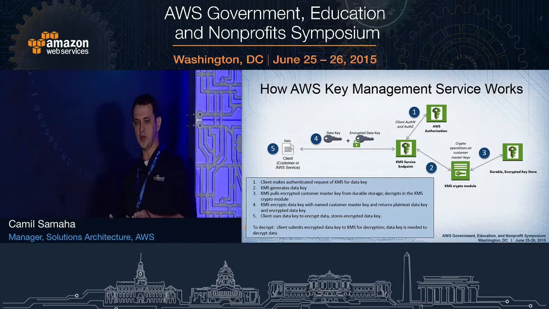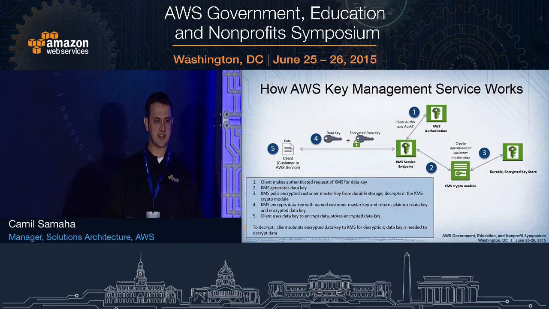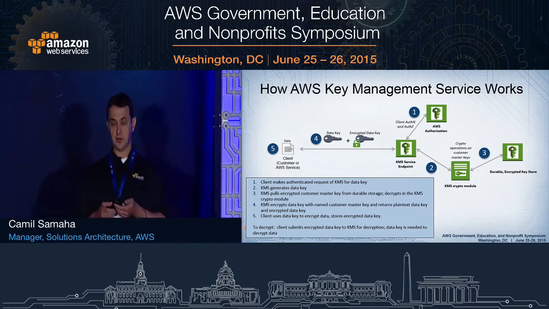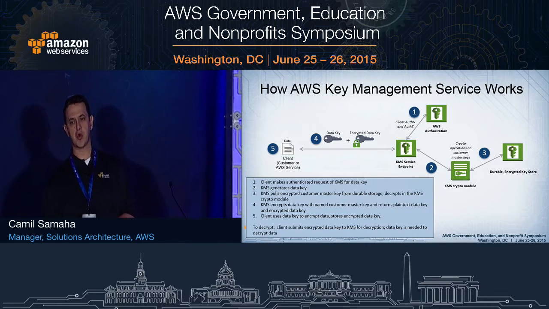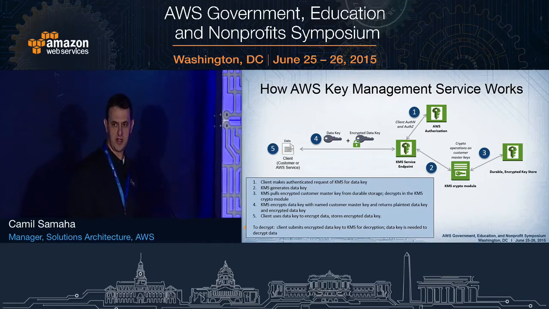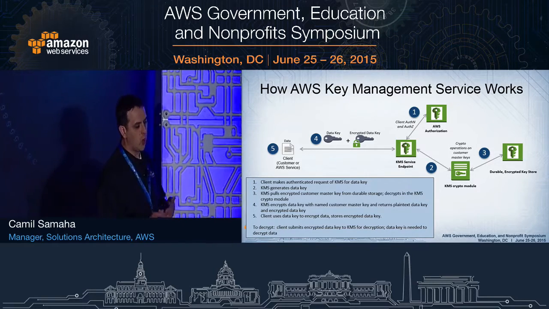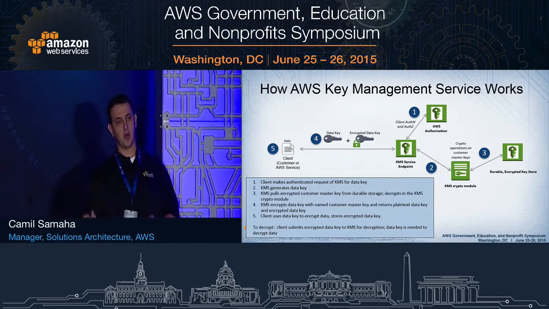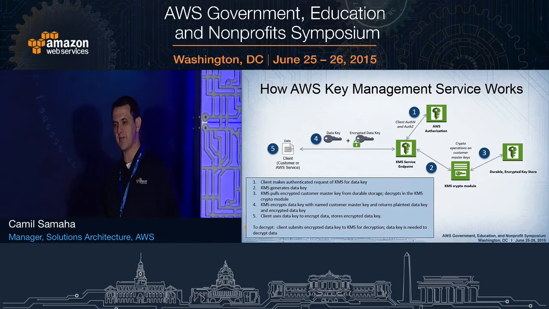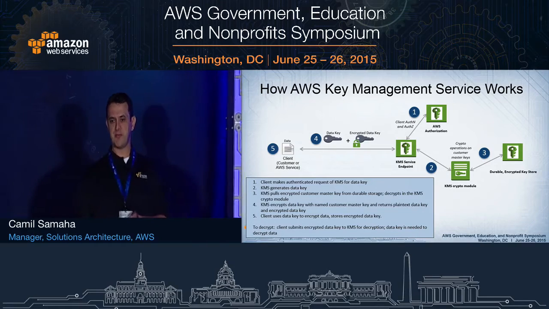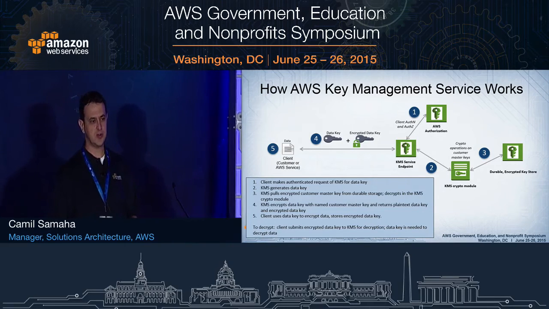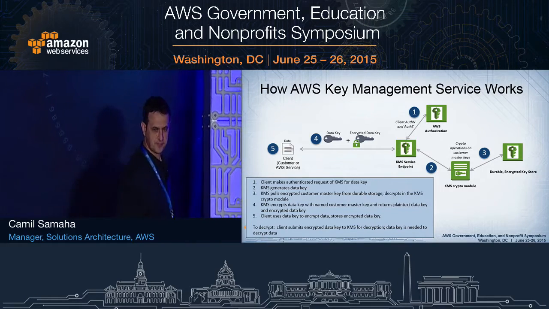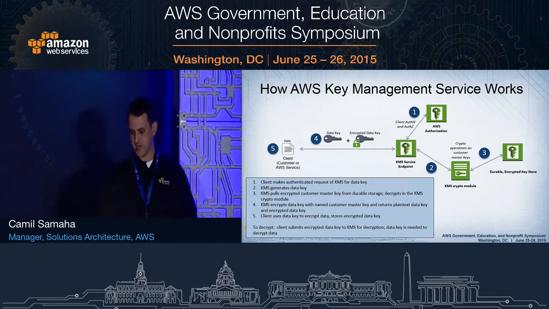So the client uses the plain text encryption key to encrypt the data and stores the encrypted master key with the data. So when it comes down to time to decrypt that data, the client would request from the KMS service to decrypt that master key and then use that to decrypt the data. Okay?